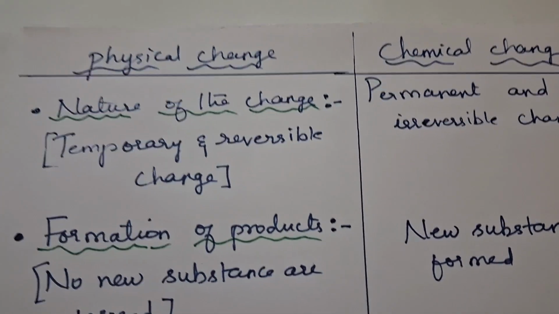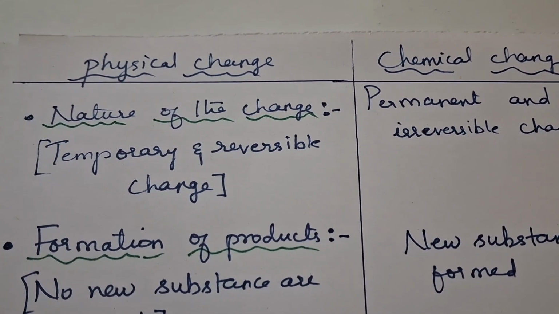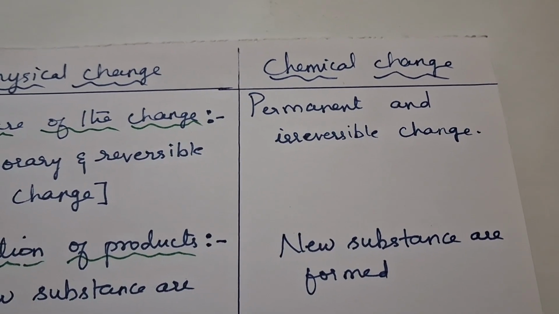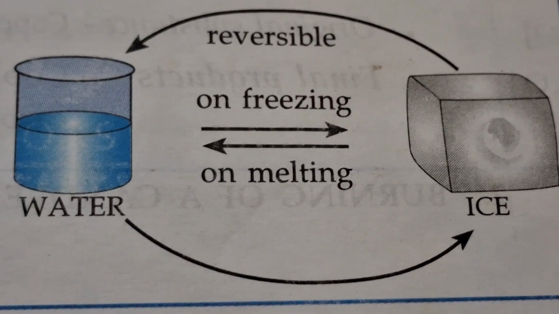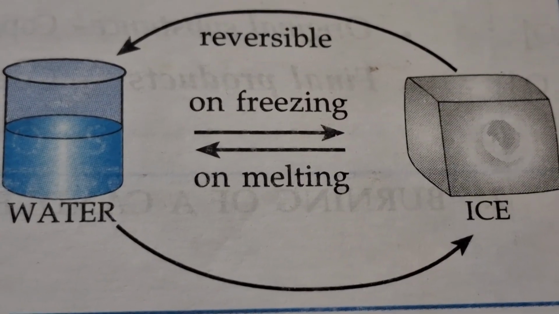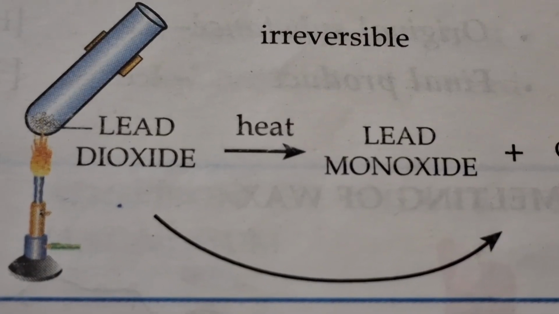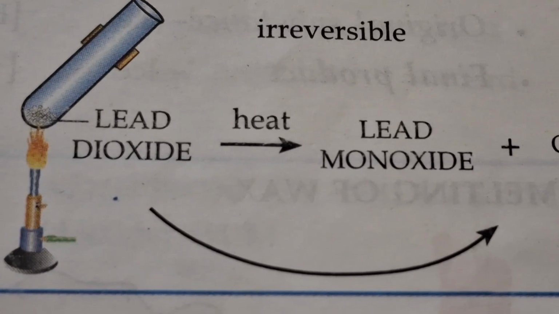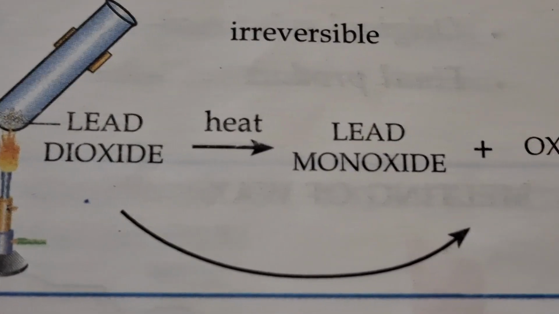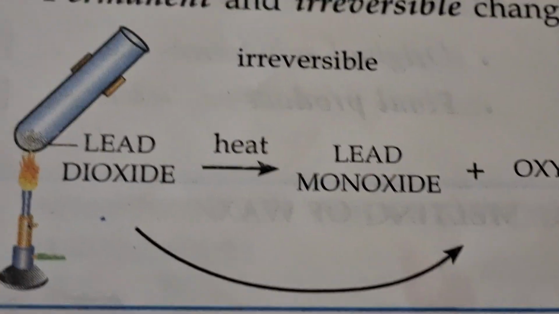So the difference is given here. Nature of change: in physical change it is a temporary and reversible change, whereas in chemical change it's permanent and irreversible. Water changing to ice and back to water is a reversible change. Chemical change: lead dioxide on heating changes to lead monoxide. So a new substance is formed, with the evolution of oxygen. So oxygen gas is given out.